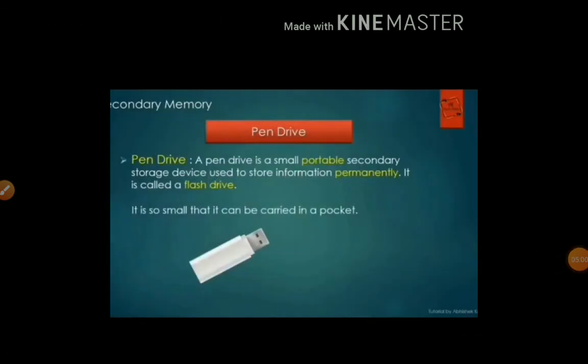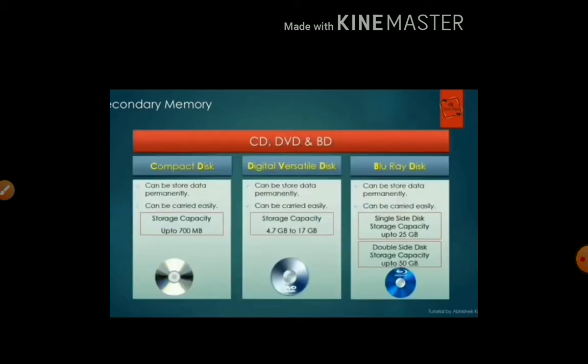Next is pen drive. A pen drive is a small portable secondary storage device. Then CD, DVD and BD. CD is compact disc, DVD is digital versatile disc and BD is Blu-ray disc. A CD can store data up to 700 MB. It is a very low storage capacity. DVD can store data from 4.7 GB to 17 GB. It can store the data permanently.